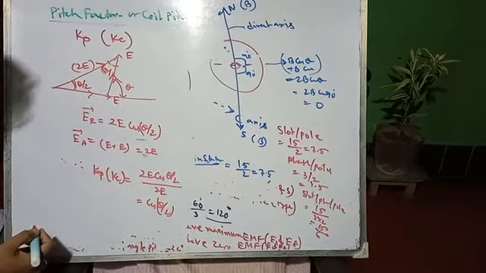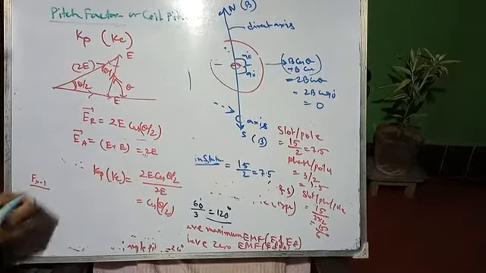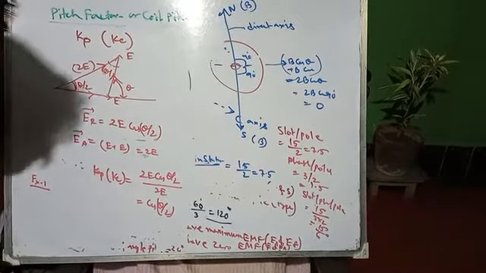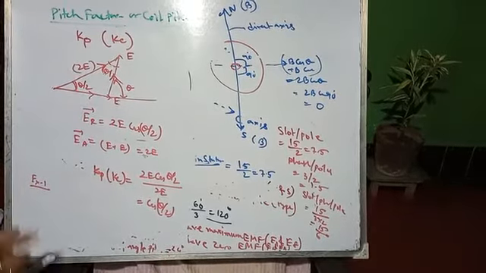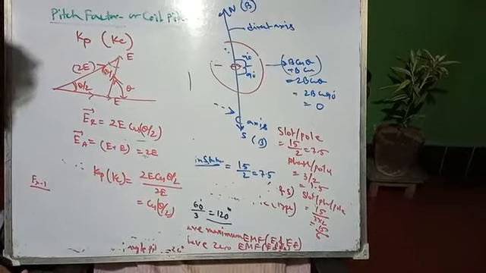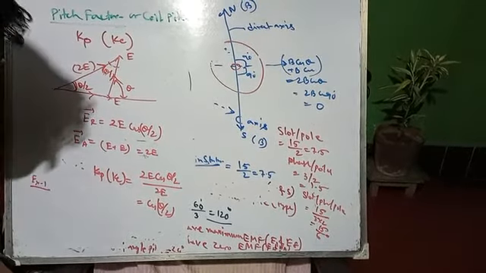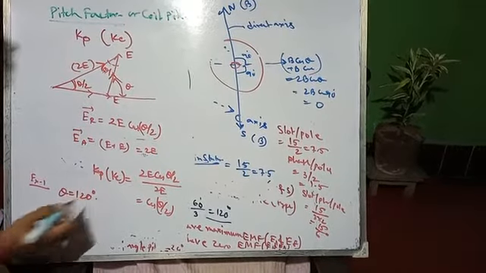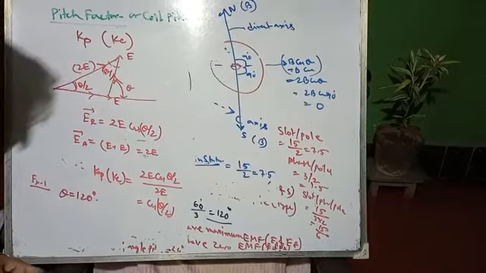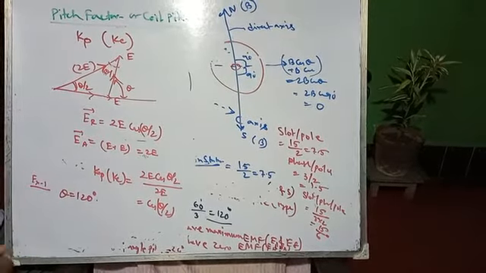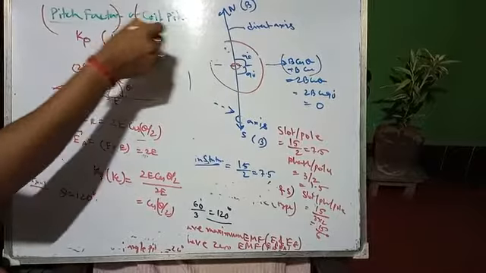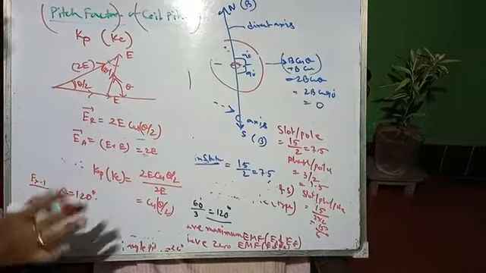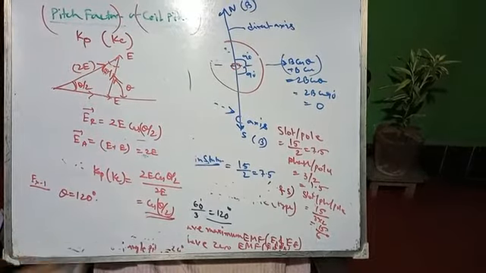Now write one example. Example 1: the coil span for the stator winding of an alternator is 120 degrees, so theta equals 120 degrees. Find the chording factor of the winding. Always remember, pitch factor, coil span factor, coil pitch, and chording factor are all the same, all are cos theta by 2.